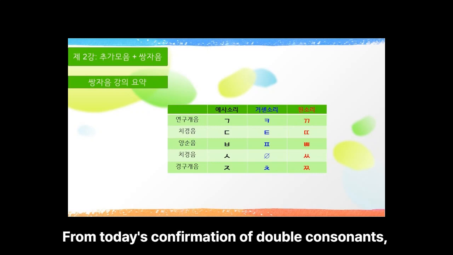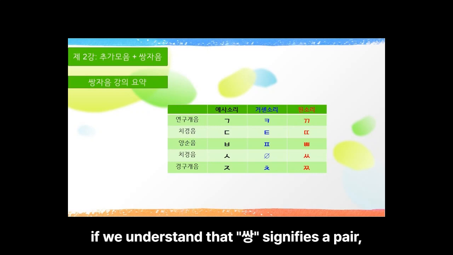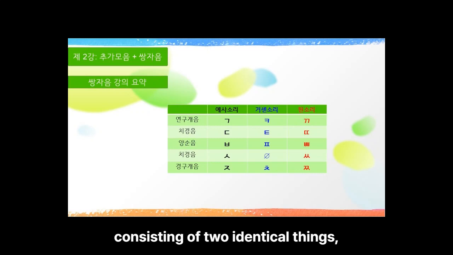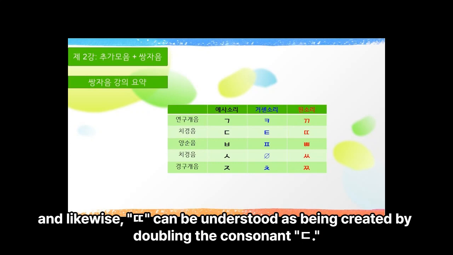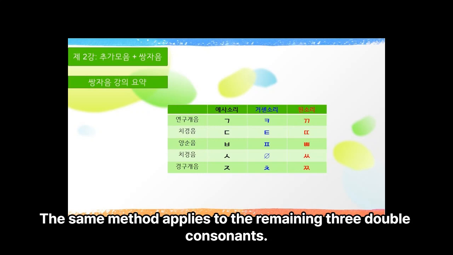Summarizing today's lecture content, there are 5 double consonants in Korean. From today's confirmation of double consonants, if we understand that ssang signifies a pair consisting of 2 identical things, then we can deduce that ssanggiyeok is formed by combining the consonant giyeok twice, and likewise ssangdigeut can be understood as being created by doubling the consonant digeut. The same method applies to the remaining 3 double consonants.